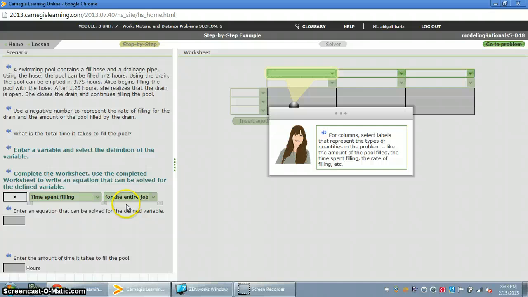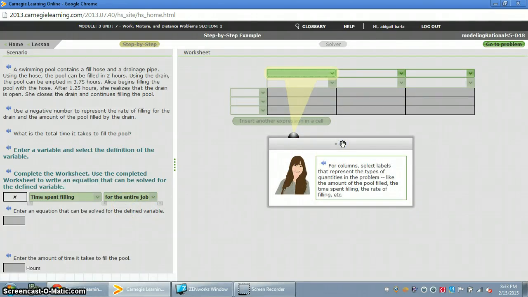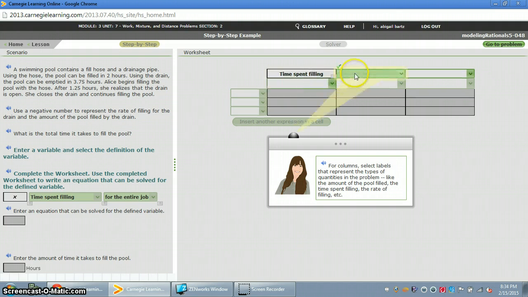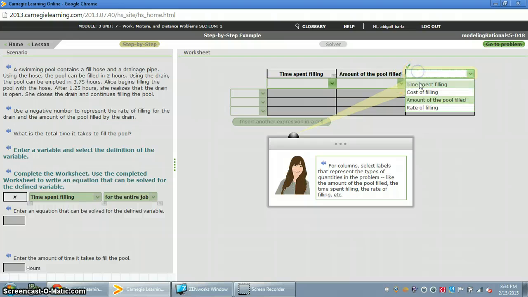That's your entire job. So then over here in the table, what you're going to be doing in this section is you're going to again be figuring out how to solve for x. So they give you a list of options, and again, think about what they gave you first, or what they kind of want to know. They want to know time spent filling. So that would be one of my options. We also have to know the amount of the pool that's filled, and we never were mentioned anything about the cost, so the next thing that we would have would be rate of filling.